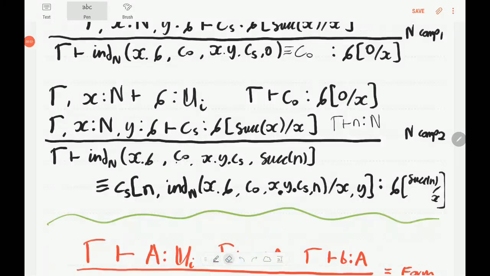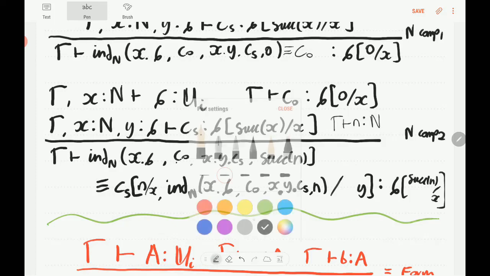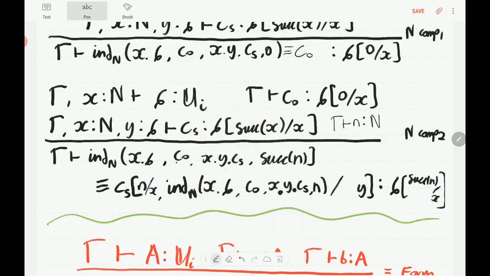Okay, I just have to make a slight correction here. This one is replacing y, and it's the n that's replacing x. So here we're saying that this updated thing is the result of doing this update function on the old state.